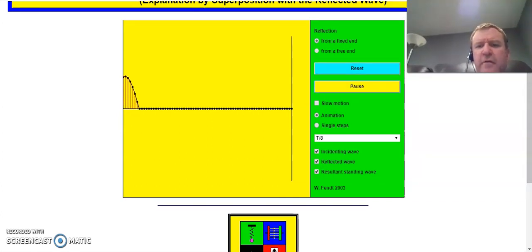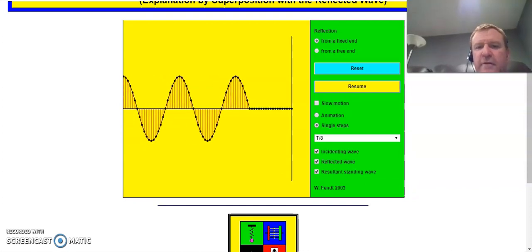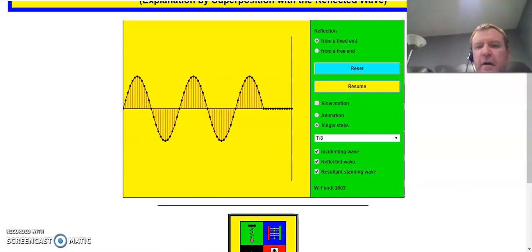I'm going to start this. Notice I'm not in slow motion. Okay, there's slow motion. We could be here all night. Okay, so I'm not in slow motion. I think I can get this. I'm just going to advance this along a bit. Okay, all right, now I'm going to go back to animation.